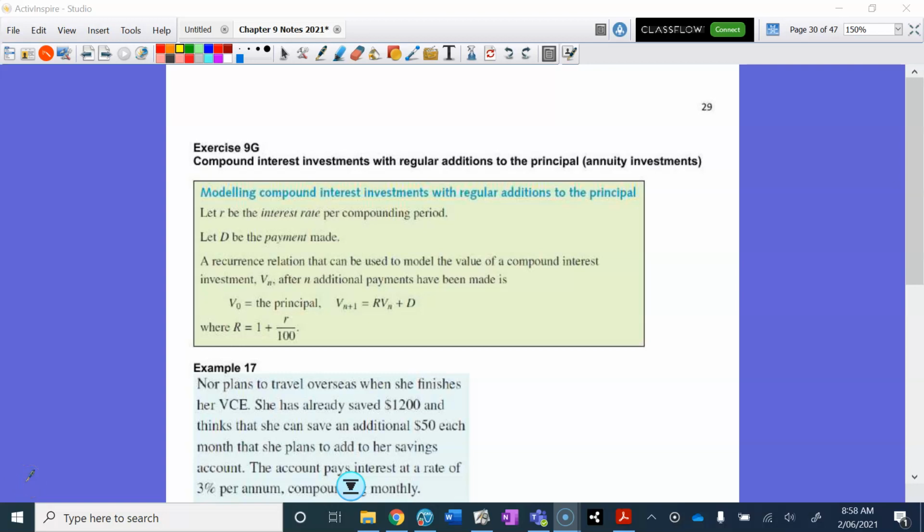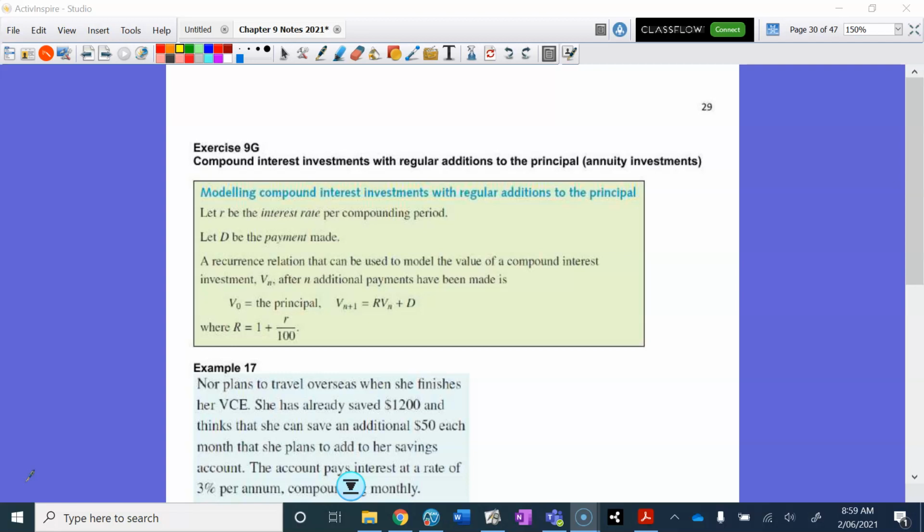Exercise 9G involves what we call compound interest investments with regular additions to the principal. So sometimes these questions are referred to as annuity investments. You need to be really careful when you're reading questions, because there's a difference between an annuity and an annuity investment. You do need to be very careful with your reading of the wording, because you can easily confuse the two. An annuity we've already talked about in exercise 9E, and this one, as I said, is sometimes referred to as an annuity investment.